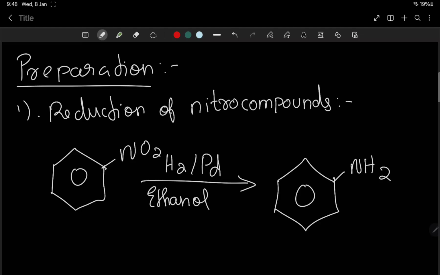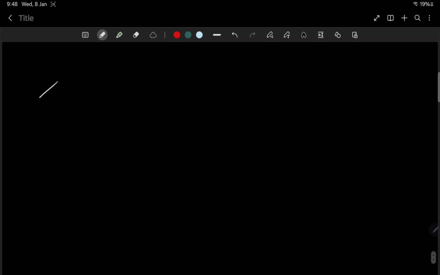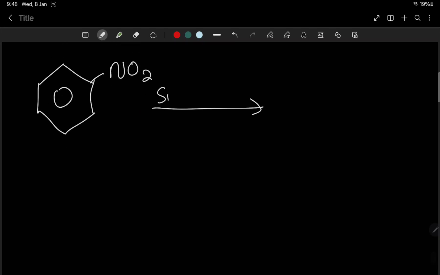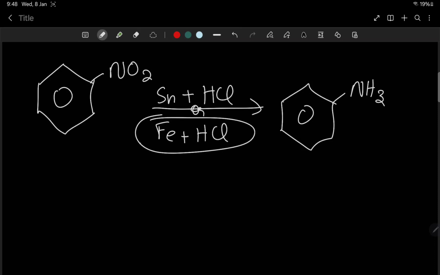We can also reduce it using other reagents too. I am taking the same compound; you can reduce basically any nitro compound. I am taking nitrobenzene and adding Sn, that is tin plus HCl, or you can add Fe plus HCl. Then also you will get aniline. Among these three methods, the preferred method is using Fe plus HCl.